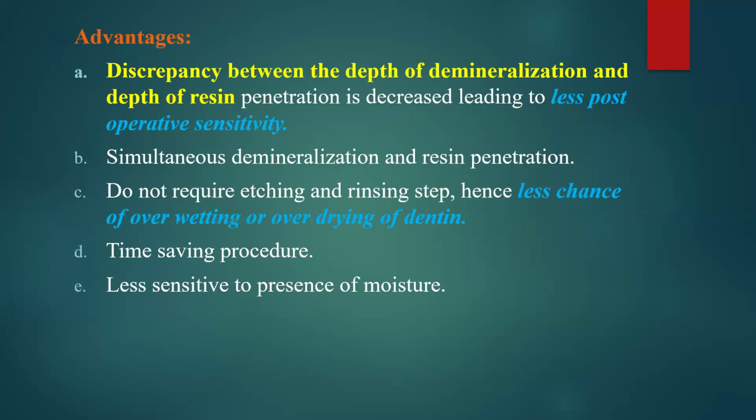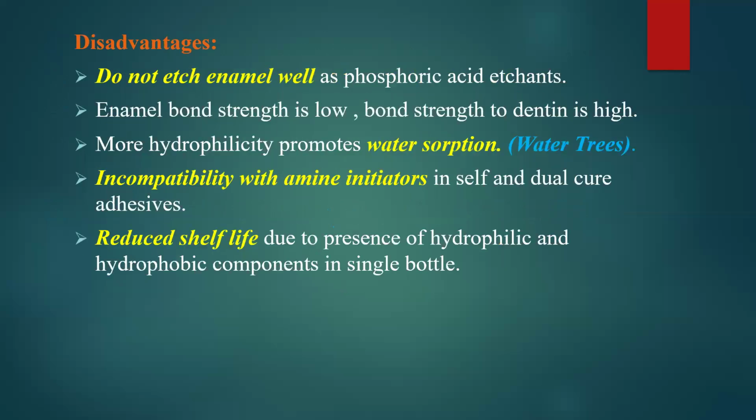Advantages: the discrepancy between the depth of demineralization and depth of resin penetration is decreased, leading to less postoperative sensitivity. Simultaneous demineralization and resin penetration do not require an etching and rinsing step, hence less chance of overwetting or overdrying of dentin. Time-saving procedure, less sensitive to presence of moisture. Disadvantages: do not etch enamel as well as phosphoric acid etchants, so enamel bond strength is low, while bond strength to dentin is high.